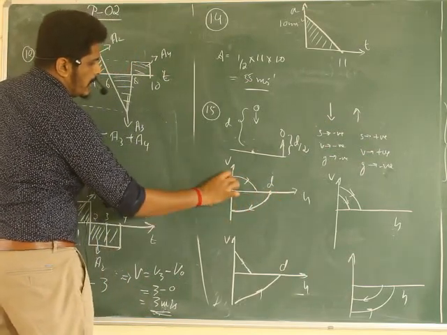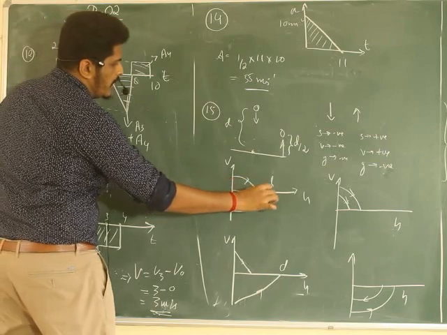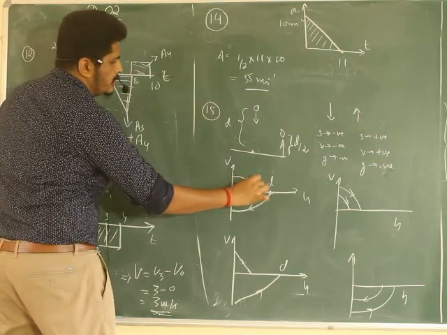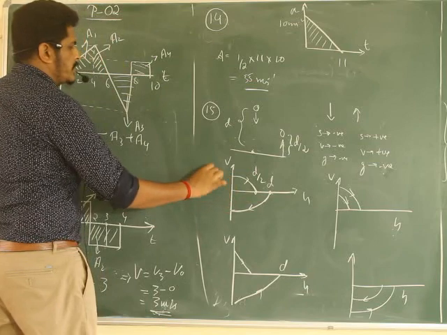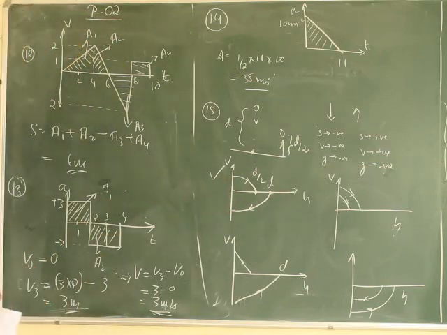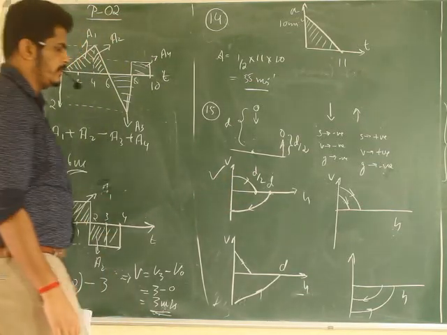Hits the ground, bounces back. To what height? Half of D. That means this particular point will be D by 2. This is actually an acceptable graph. Let us compare other graphs also, if you have any doubt.